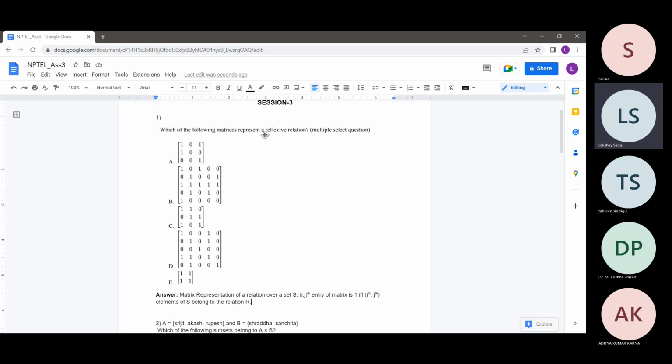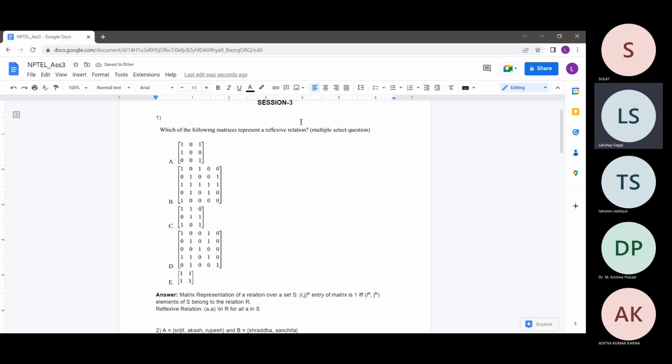So we need to find matrices which represent a reflexive relation. In reflexive relations, again just revising the definitions so that everyone is on board, a reflexive relation says that A comma A belongs to R for all A in S.